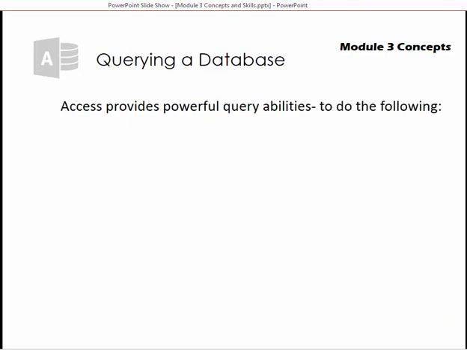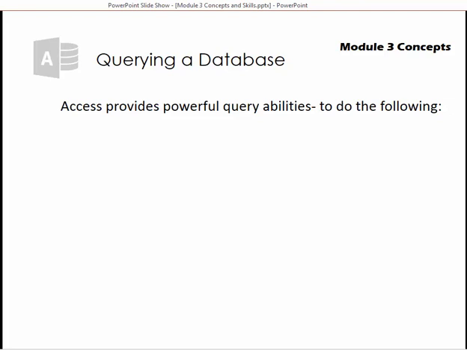Now, one of the coolest features of Access is the ability to query data from underlying tables. Queries, of course, allow us to ask questions about the data. Questions such as, what customers are from Scottsdale that own a pit bull? Or, what invoices are dated between June 1st and July 31st that are greater than $100? With queries, we can do some pretty amazing things.